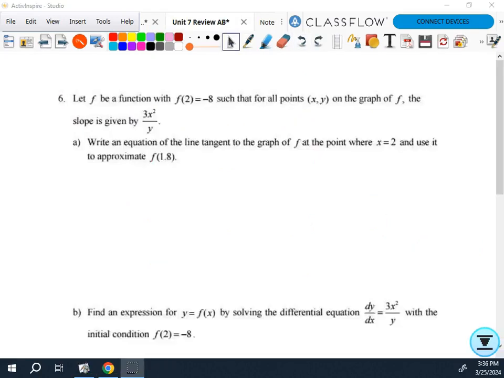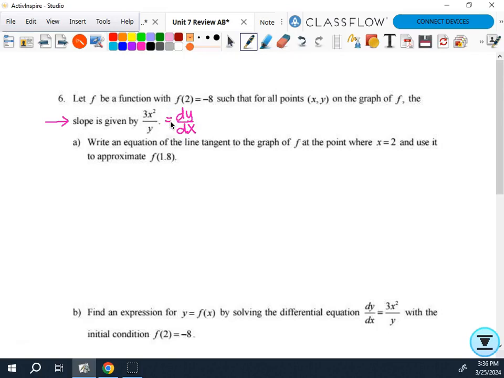Okay, number 6. Let f be a function with f of 2 equals negative 8, such that for all points x, y on the graph of f, the slope is given by this. Slope tells me that this is the derivative, right? So this is my dy dx.